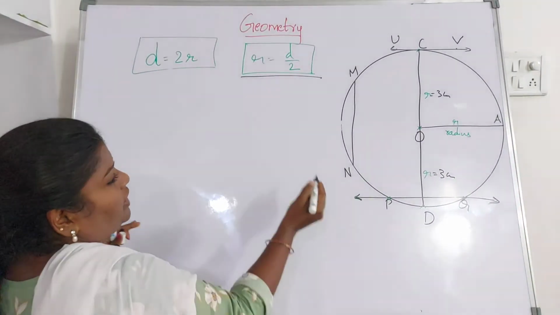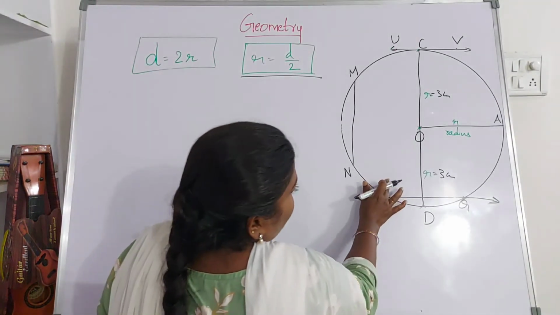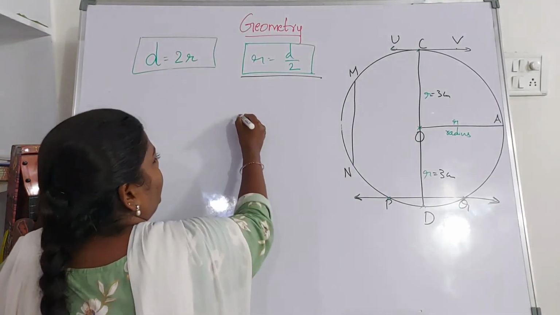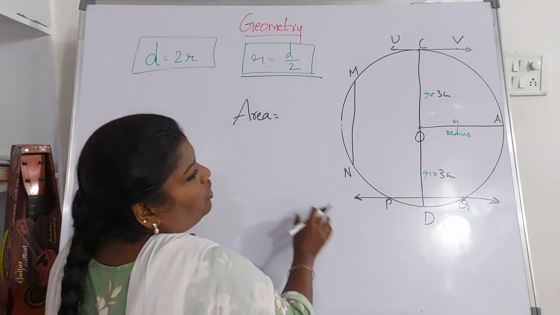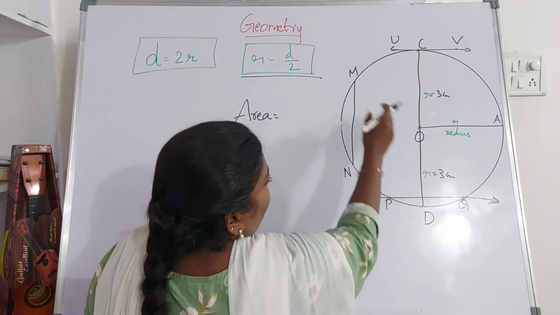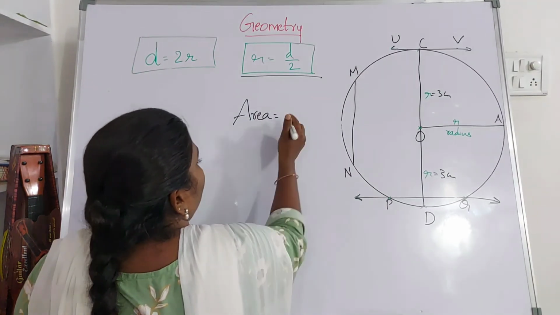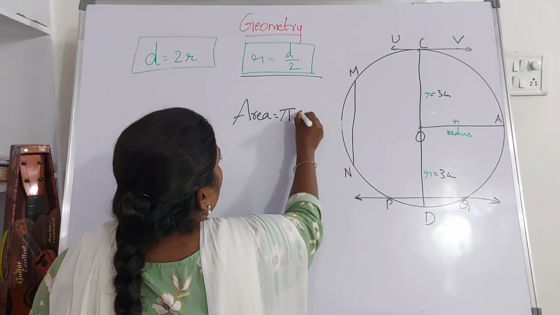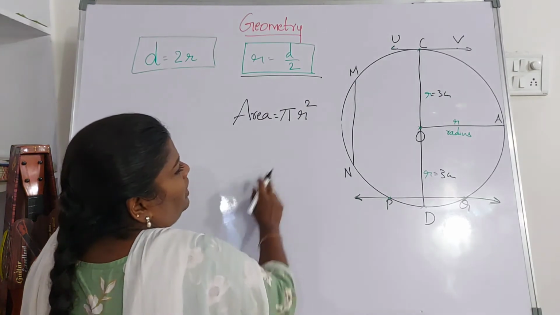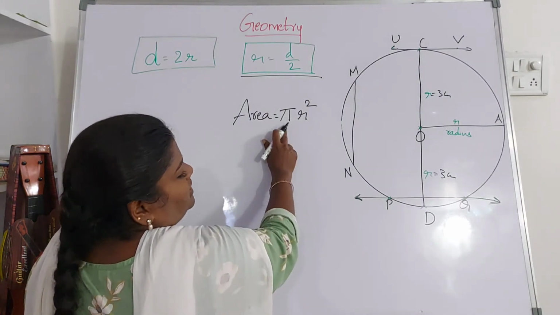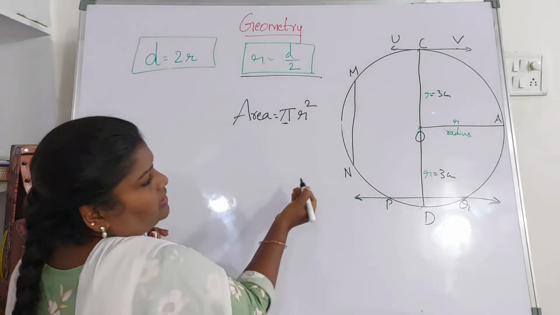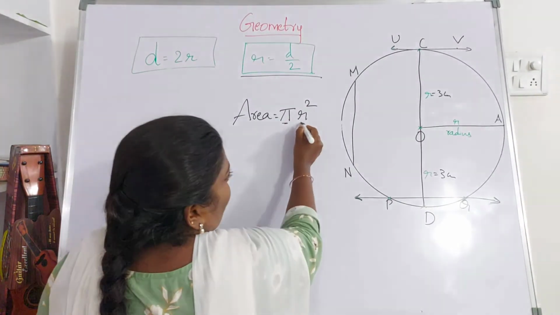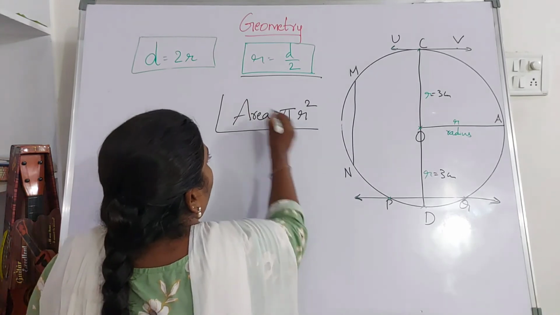Now let us find out the area and circumference of this. Now already I explained you what is area. Area is nothing but space occupied by an object. So the space occupied is given by the formula pi r square. Now pi is nothing but 22 by 7. So this I will be explaining in detail in the next video. So this is the area formula.